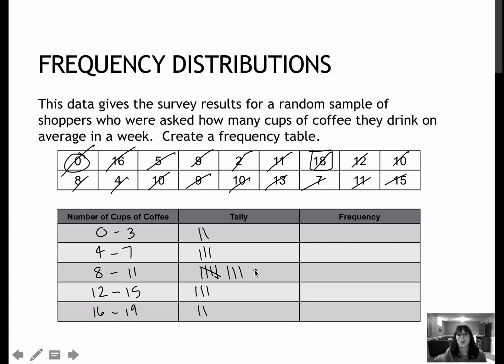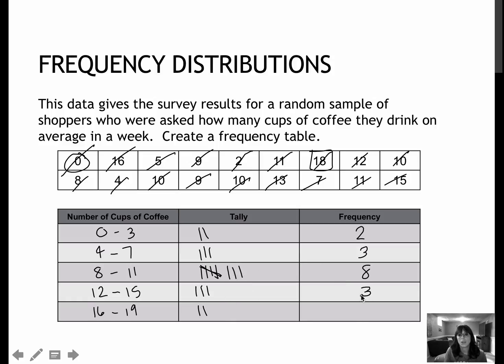So I have tallied all of my values and found that in 0 to 3, there were 2 people, so that is the one that's going to go in the frequency. From 4 to 7, there were 3 shoppers. From 8 to 11, there were 8 shoppers. And when you're tallying, remember when you get to that 5th one, it's beneficial to cross off that one so that when you're counting, it makes it easier. 5 plus 3, rather than 1, 2, 3, 4, 5, 6, 7, 8. 5 plus 3 is way faster.